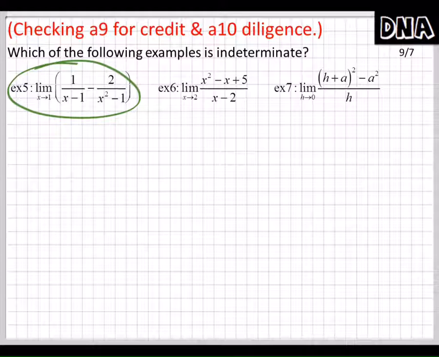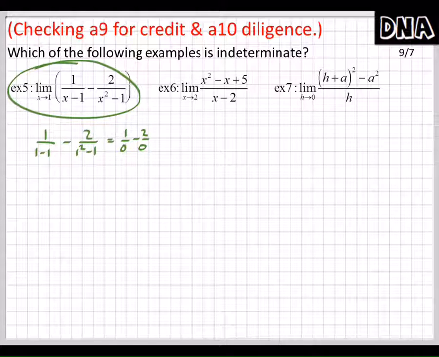This example number 5 is indeterminate. It's very obnoxious. Some functions are like this, where you have to visualize the graph over plugging stuff in. See, check this out. If I plug 1 in, I will get 1 over 1 minus 2 over 1 squared minus 1. So what does that result in? 1 over 0 and 2 over 0. Which you would naturally think, oh, that's just undefined, like not indeterminate.